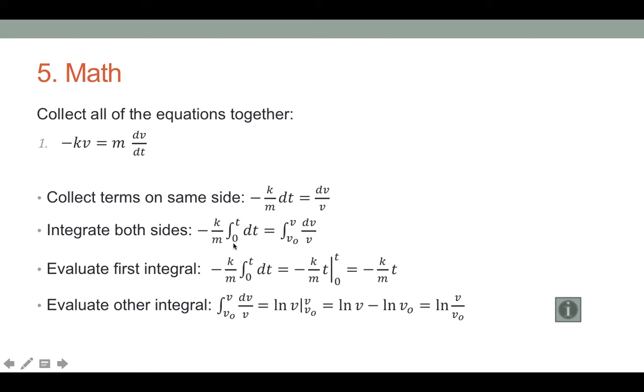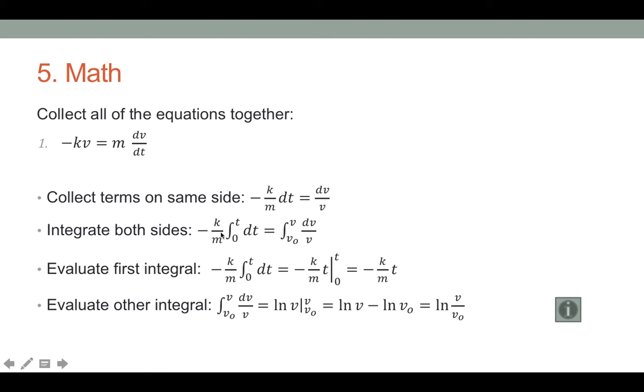So we're going to integrate from time t equal to 0 to a later time t, and at t equal to 0, the block will have some initial velocity v0, and at some later time t, it'll have some other velocity v. And this is what we want to find: what is the velocity at this time. So here we have minus k over m times the integral from 0 to t of dt, and that equals the integral from v0 to v of dv over v.